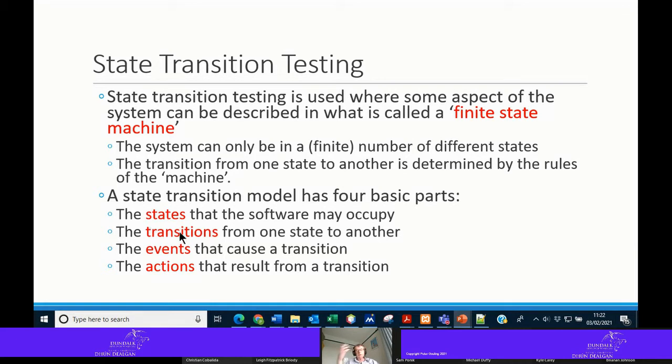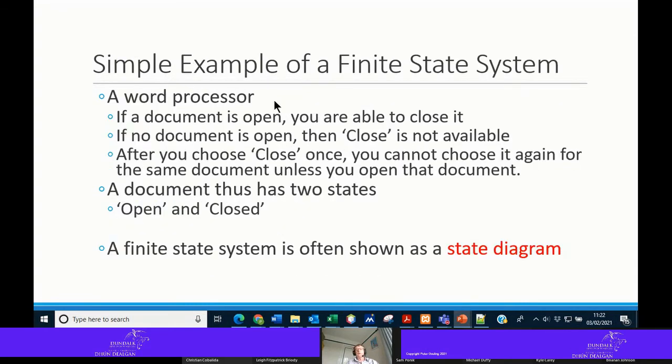It's important to get a good grasp of what the state, transition, events and actions are in your own head. So take a simple finite state system, a word processor. If a document is open, you're able to close it. If no document is open, then close is not available. After you close once, you cannot close it again for the same document unless you open the document. So the document has 2 states, opened and closed. In the same way, if you log into a website, you can't log in again unless you log out. So there are different states.